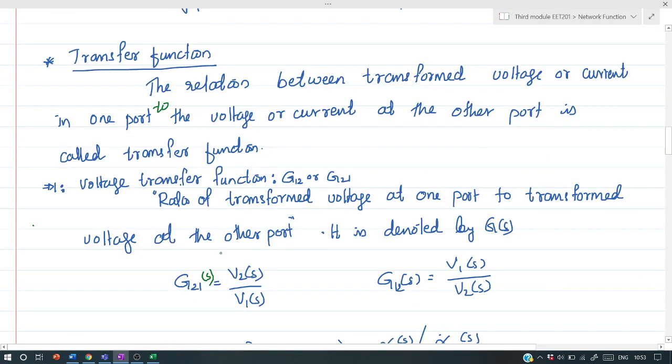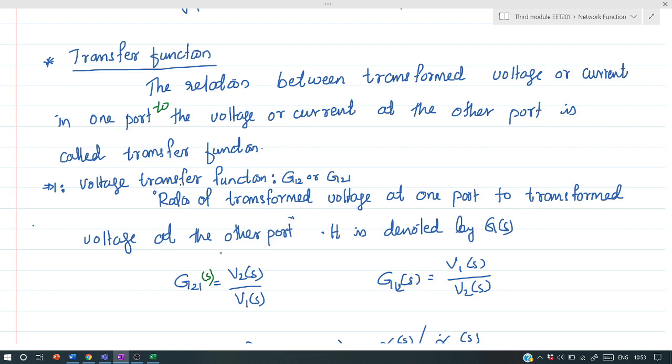Now let's see transfer function. The relation between transformed voltage or current in one port to the voltage or current at the other port is called transfer function. In that, we can have voltage transfer function and current transfer function. Voltage transfer function is represented by G(s). It may be G12 or G21.